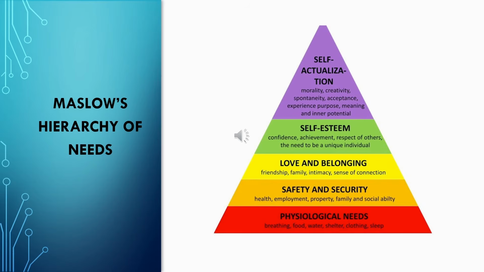So these are the main 5 levels of Maslow's hierarchy of needs, which start with physiological needs, safety and security, love and belongingness, self-esteem, and self-actualization needs.